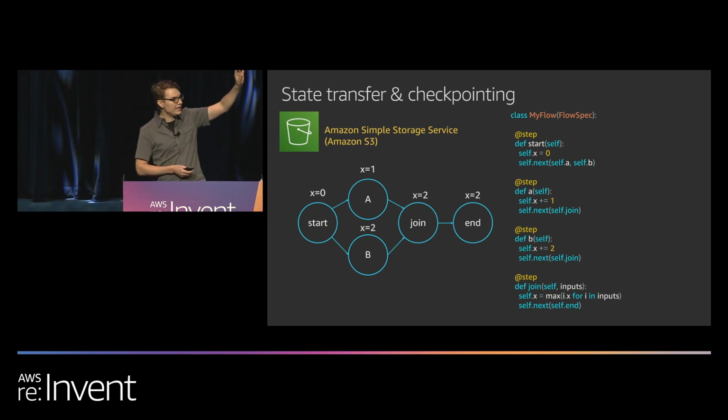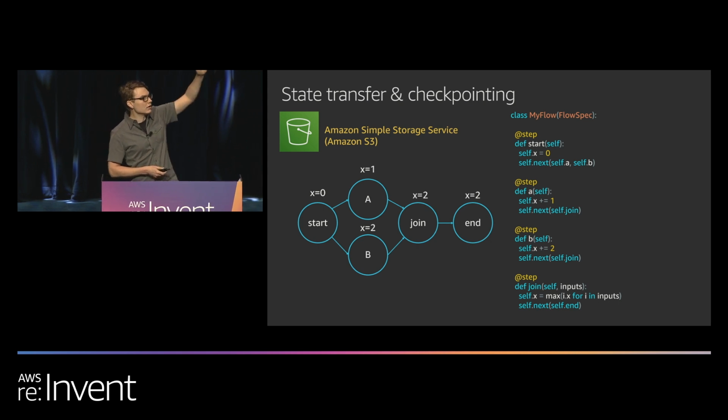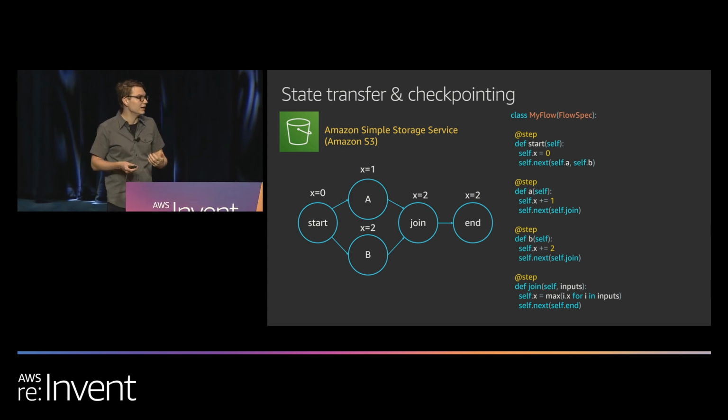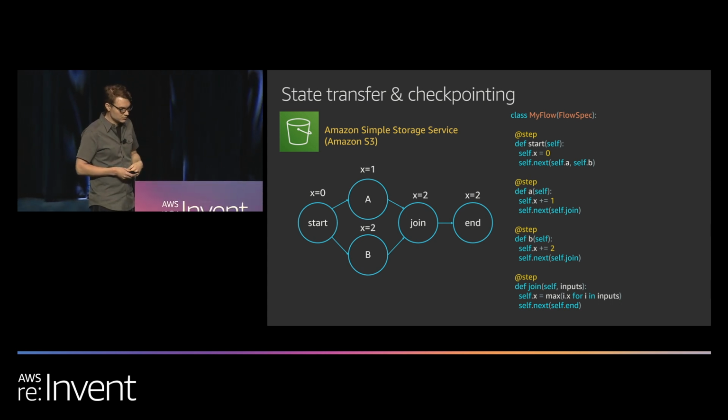And now when step A starts, we load the previous value of x that comes from start, we increment it by 1, and then we store that. Now in A the value of x is 1, and we do the same, so in B it's 2. And now for the join step, we get the two divergent values of x, and we choose the maximum here, and then x is 2 after that. Okay, so it's pretty nice.